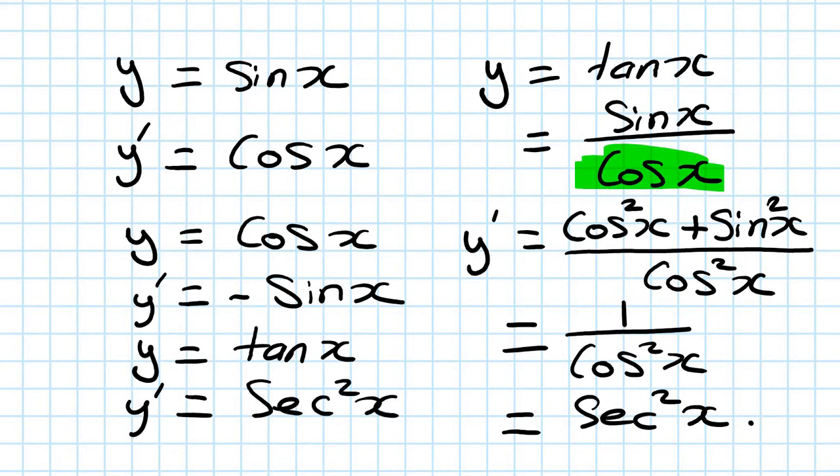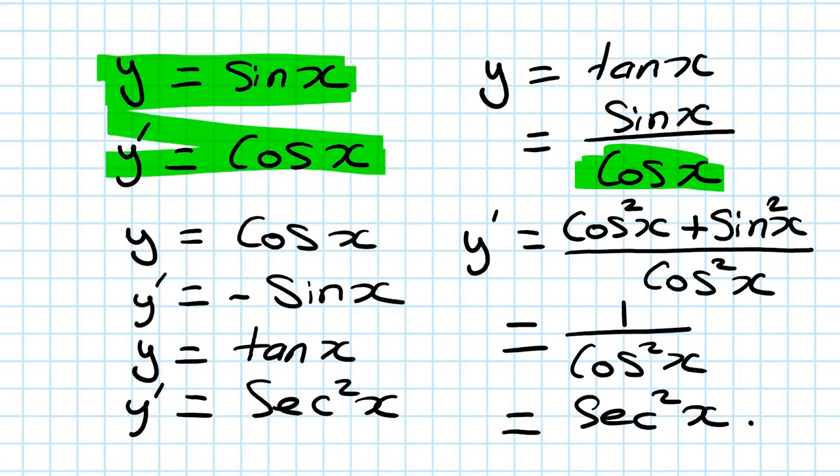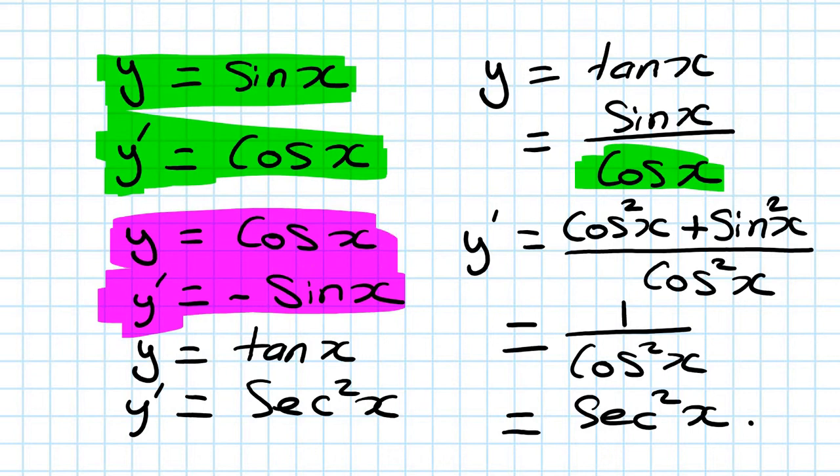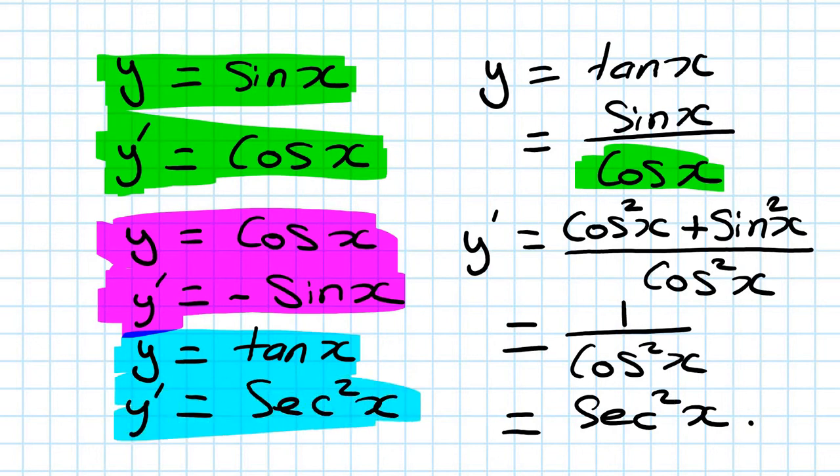Okay, these are the rules. Please keep that in mind. If you differentiate y equals sine x, that gives me cos x. So please remember that. And if you differentiate cos x, your answer is negative sine x. And if you differentiate tan x, your answer is sec square of x. So please make note of this. We're gonna use this to do the next few questions.